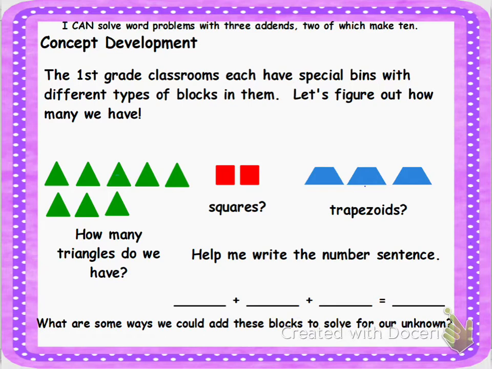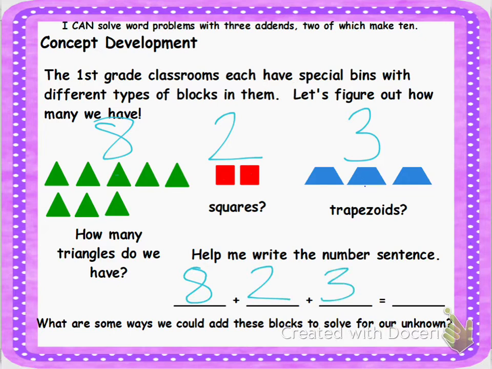1, 2, 3, 4, 5, 6, 7, 8. How many squares? 1, 2. How many trapezoids? 1, 2, 3. So now, looking at this, we have to add these together. 8, 2, and 3. Well, there's an easy way that we can do this. What 2 numbers make 10? Well, we know that 2 and 8, 8 and 2, making 10 for me and you. We know that 2 and 8 make 10. So we know that these 2 right here make 10.